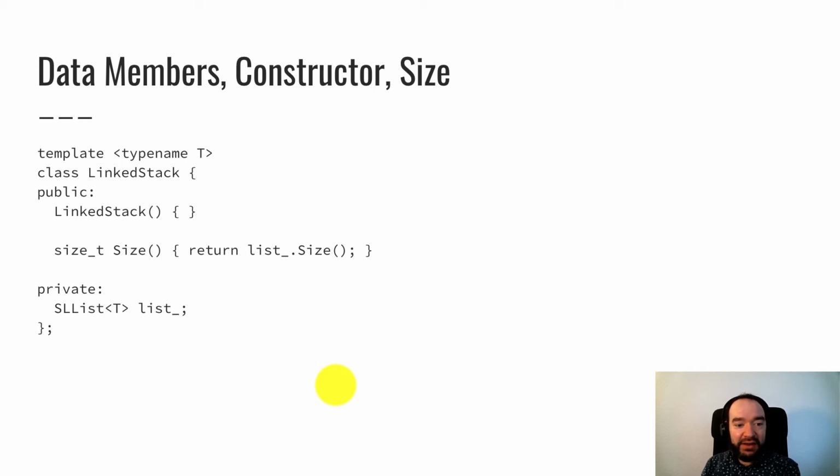Now let's take a look at a possible implementation of this. Here's the declaration. We've got a template class called linked stack, and one data member, which is just a singly linked list. So we're completely reusing the singly linked list class. We don't even need any additional data members. Singly linked list does everything for us. The default constructor will initialize that list to be empty. That works fine. To get the size of the stack, we just return the size of the list.